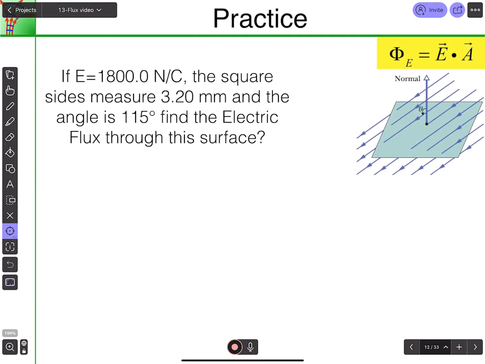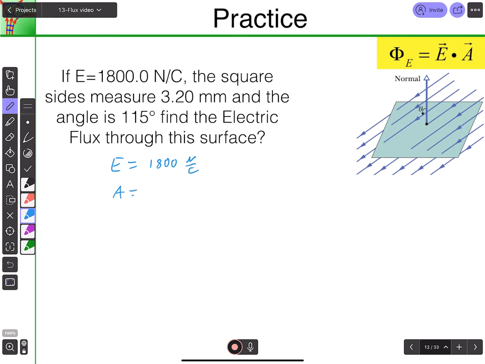So for example here, if E is 1800 newtons per coulomb and each side measures 0.32 millimeters, and the angle between them as shown in the diagram is 115 degrees, what is the flux? So let's see. The electric field, let's just write down everything. So the electric field is 1800. I'll put in my sig figs at the end.